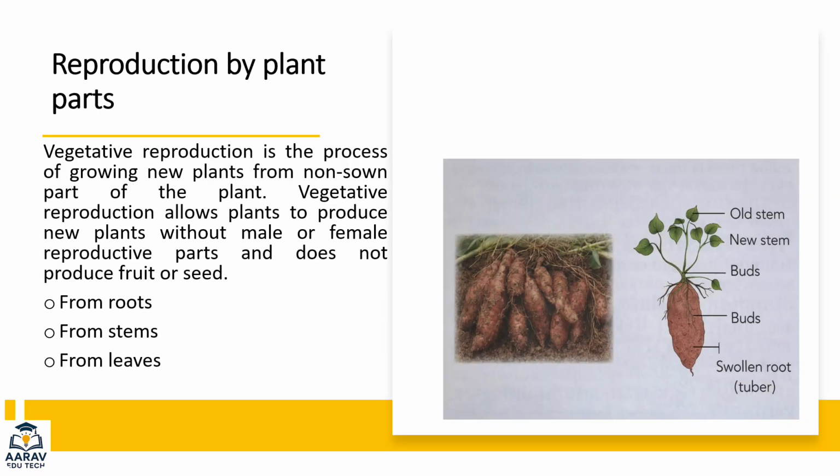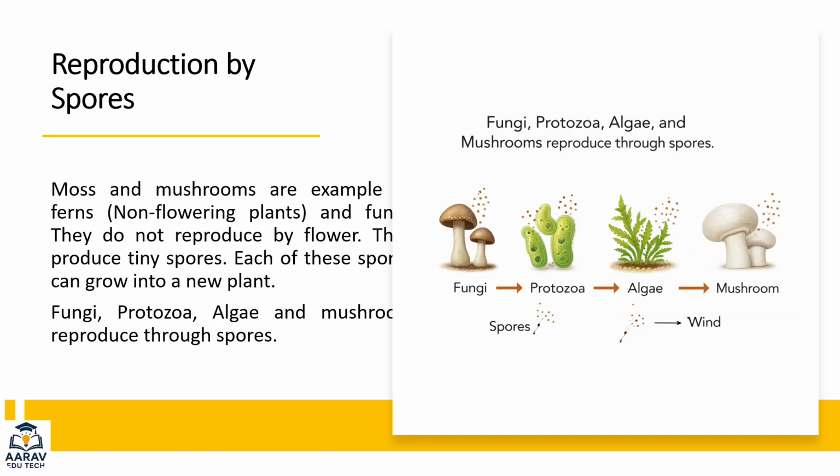Vegetative reproduction is the process of growing a plant from roots, stems, leaves. No seeds or flowers are needed. Some plants do not have flowers. Examples: moss, ferns, mushrooms. They reproduce using tiny spores. Each spore can grow into a new plant.